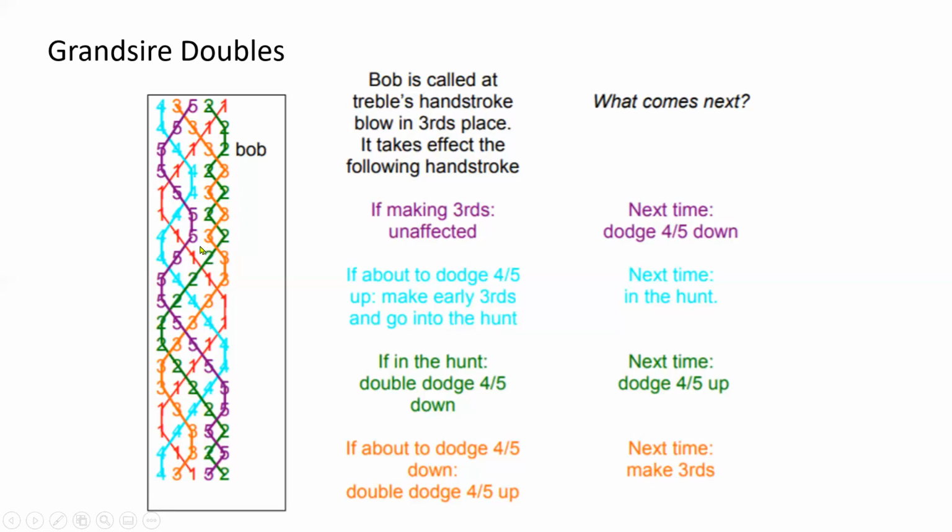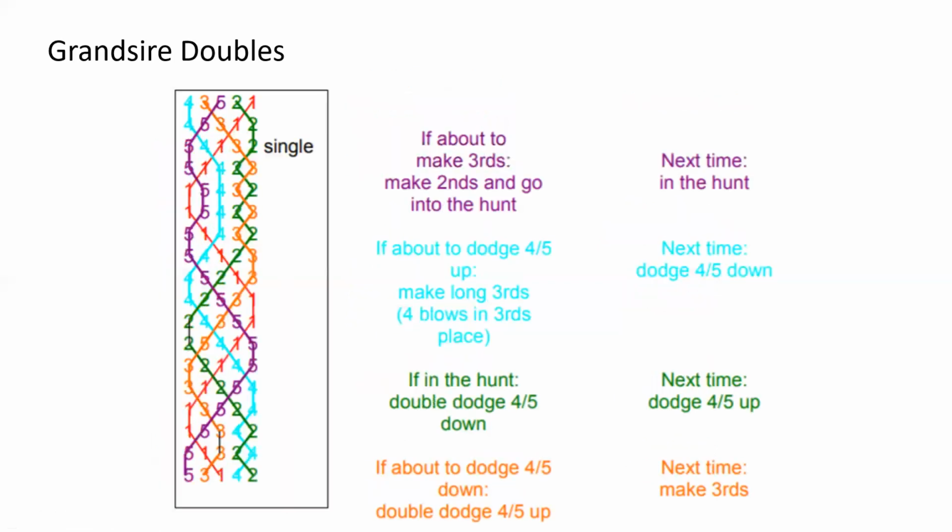Now let's have a look at the single. Now, first thing to look at is that 2 bells do the same thing at a single as they did at a bob. The bell that was in the hunt double dodges 4/5 down, comes out of the hunt, and this bell that was going to go round to 4/5 down double dodges 4/5 up, just like as in the bob.